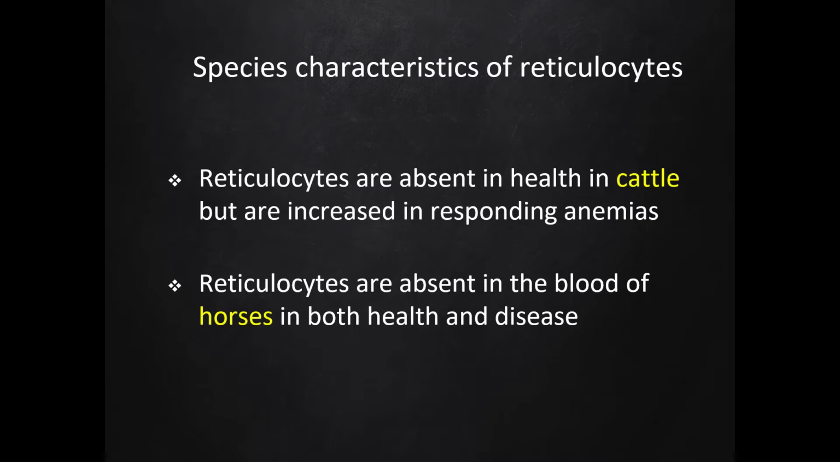In cattle, reticulocytes are absent in healthy cattle but are increased when there is a pathologic state of anemia. In horses, the reticulocytes are absent in the blood in both health and disease. If there is a healthy horse and a diseased horse, you cannot find a reticulocyte. However, there are some instances where some hematology analyzers can detect low concentrations of reticulocytes in horses.